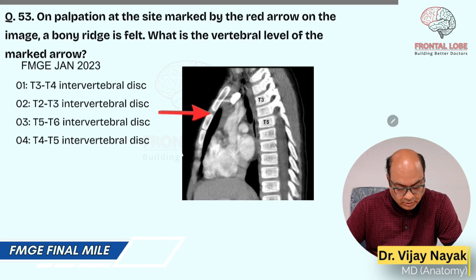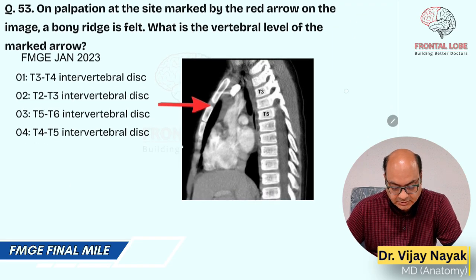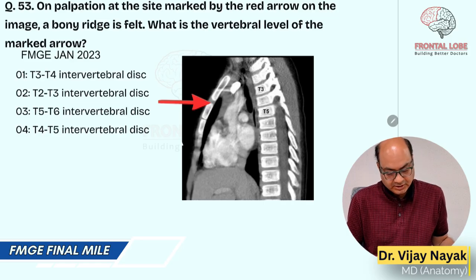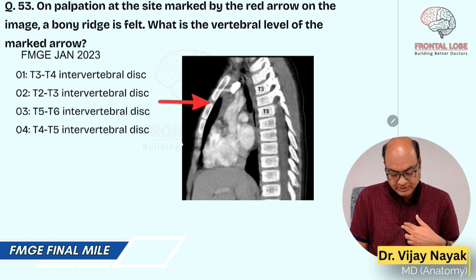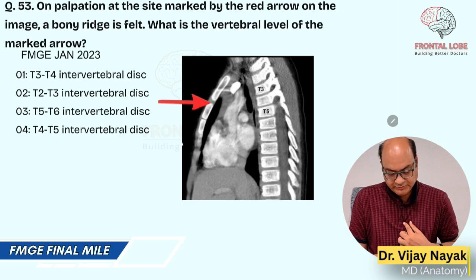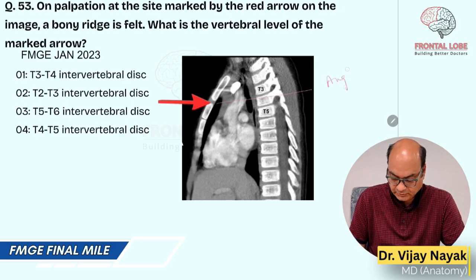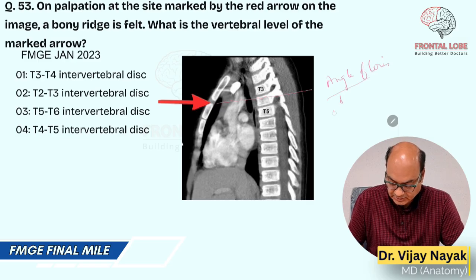Now on palpation at this site marked by the red arrow on the image, a bony ridge is felt. What is the vertebral level of the marked arrow? Whenever you palpate this bony ridge in your human body, beneath the sternal notch, you go down and you feel that the arrow is at the level of sternal angle of Louis, which, as we have discussed, is at the level of T4 vertebra, corresponding with the second rib.